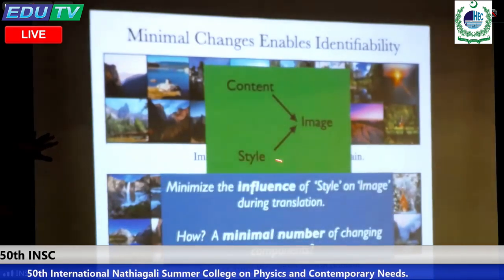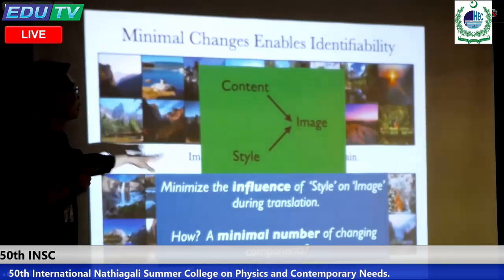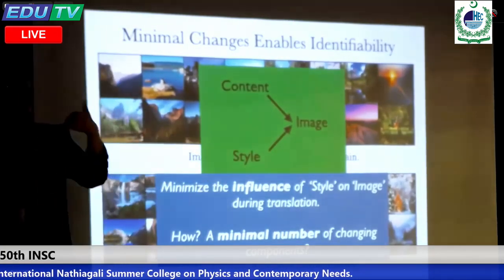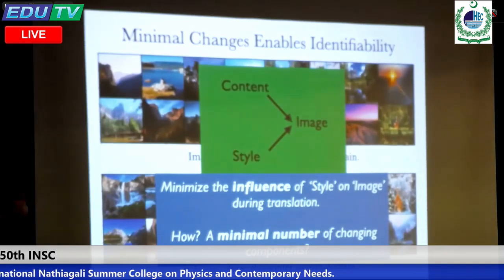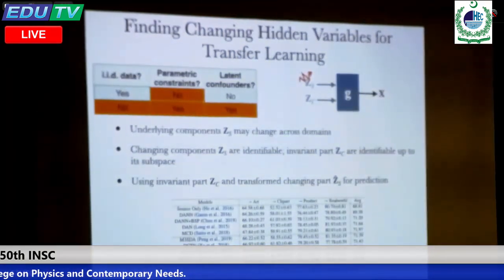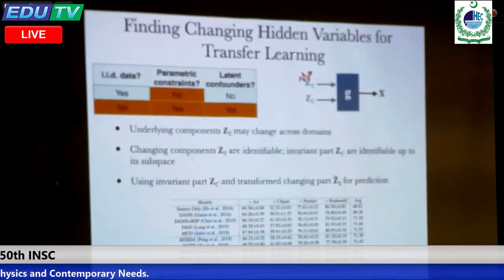So mathematically, we can formulate this condition. It's called minimal changes. So the style variable or style component should have as few components as possible. Interestingly, if you make use of this minimal change assumption, with the minimum number of changing components as a style, you have identifiability. Meaning that you can go from the separate sets of images to the joint ones. You see the correspondence information and so on. And of course, this is a way for you to align different domains. As a consequence, you can do transfer learning.